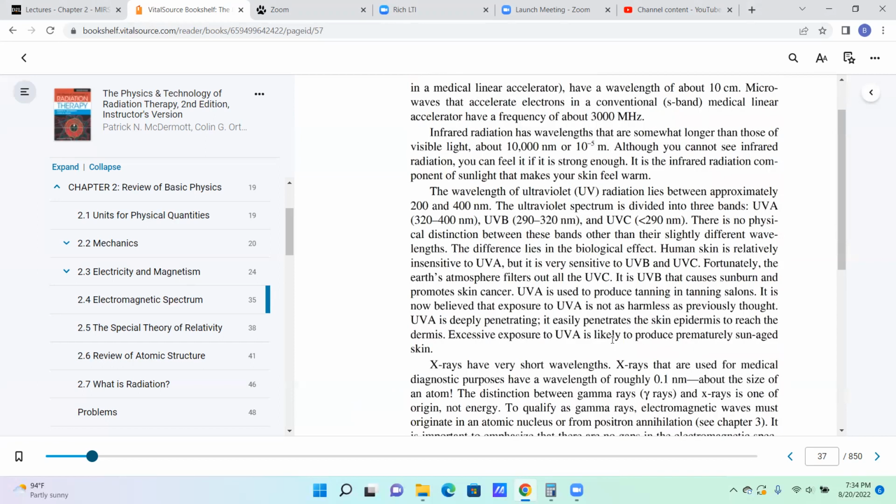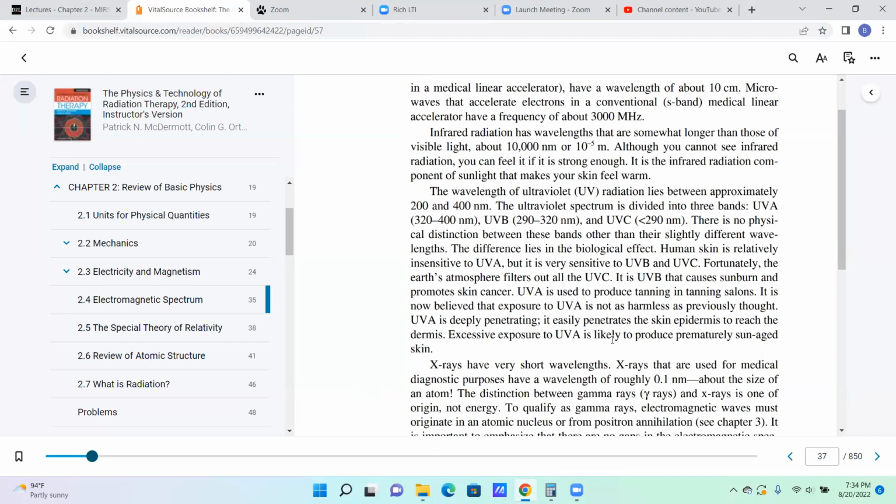Infrared radiation has wavelengths that are somewhat longer than visible light. Although you can't see infrared, you can feel it if it is strong enough. It's the infrared radiation component of sunlight that makes your skin feel warm.